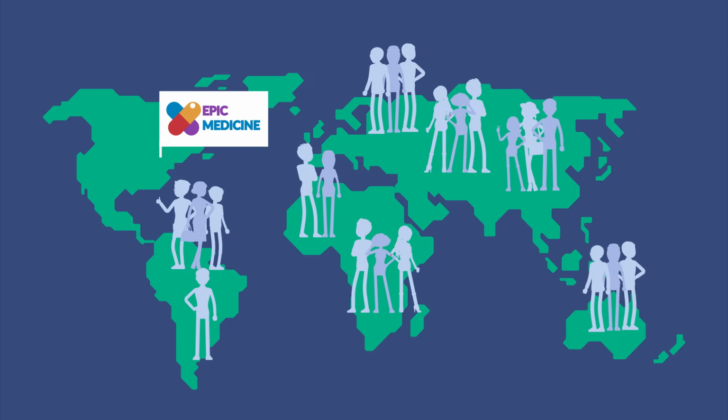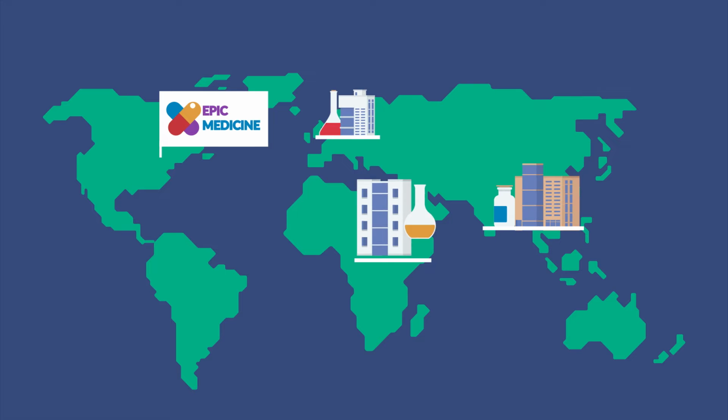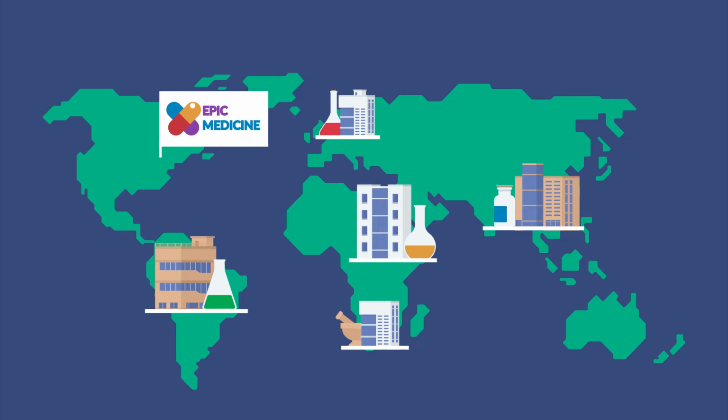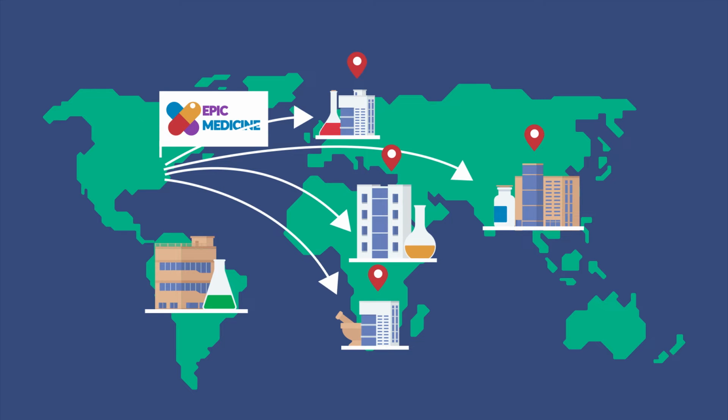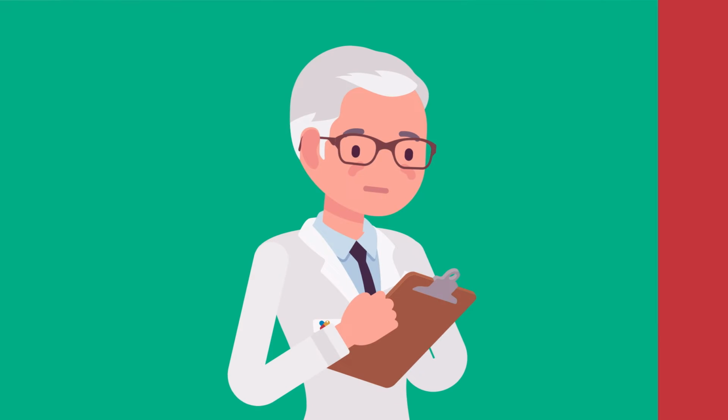and efficacy long-term. As the sponsor, Epic Medicine is responsible for selecting suitable sites across the globe to conduct the phase 3 trial. They're considering a site in China, one in the UK, 2 sites in Africa, and 1 site in South America. Epic Medicine will still be responsible for the overall conduct of these trials.